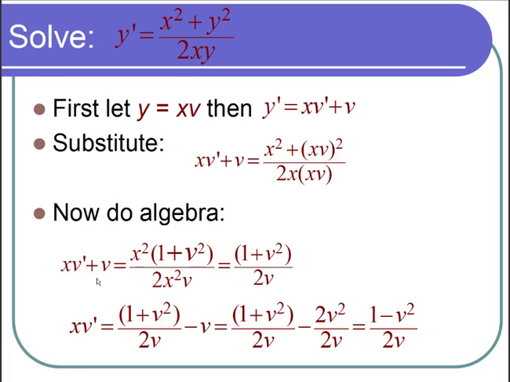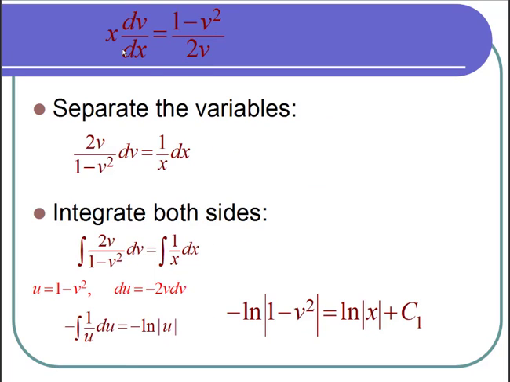So the next step is to take this plus v and subtract v from both sides to get rid of the plus v. So I subtract v, and then I'm subtracting fractions, so I put it under common denominator 2v. v times 2v is 2v squared, over 2v. And 1 plus v squared minus 2v squared is 1 minus v squared. So we finally get xv prime is equal to 1 minus v squared over 2v. Or in other words, x times dv dx equals 1 minus v squared over 2v.